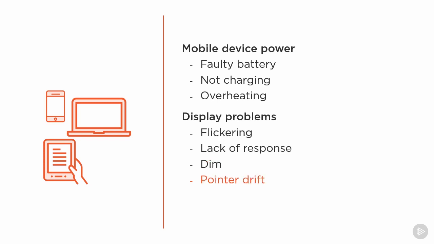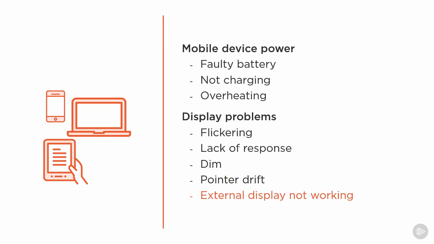Then there are issues like pointer drift, where mysteriously the mouse cursor, for example on a laptop, might move across the screen all by itself, even though you're not moving it. So what does that mean? It usually means you need to update the driver, or you could even just uninstall the current driver for the mouse or the touchpad and then reboot the system.